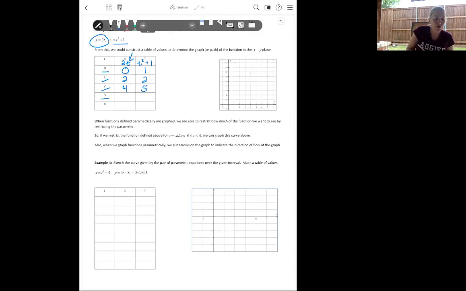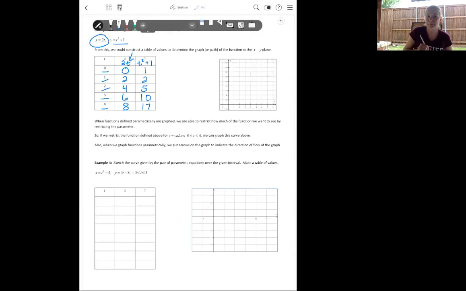Taking t equals 3. 2 times 3 is 6. 3 squared plus 1, 3 squared is 9 plus 1, gives us 10. And last is 4. 2 times 4 gives us 8 for x. And then 4 squared plus 1 gives us 17 for y.